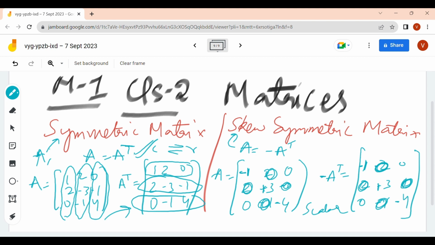So this is the example for a skew symmetric matrix. Please take a screenshot of it, and if you have any kind of doubts, ask in the comment section.